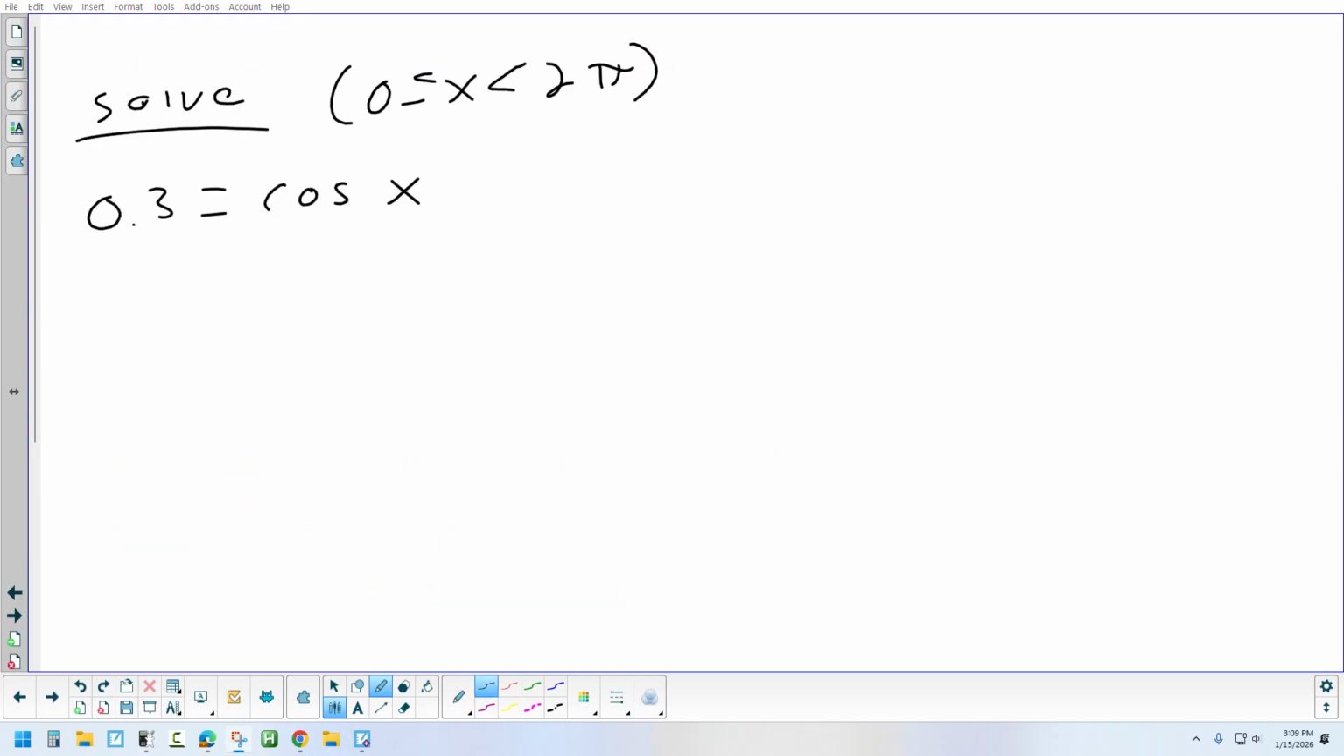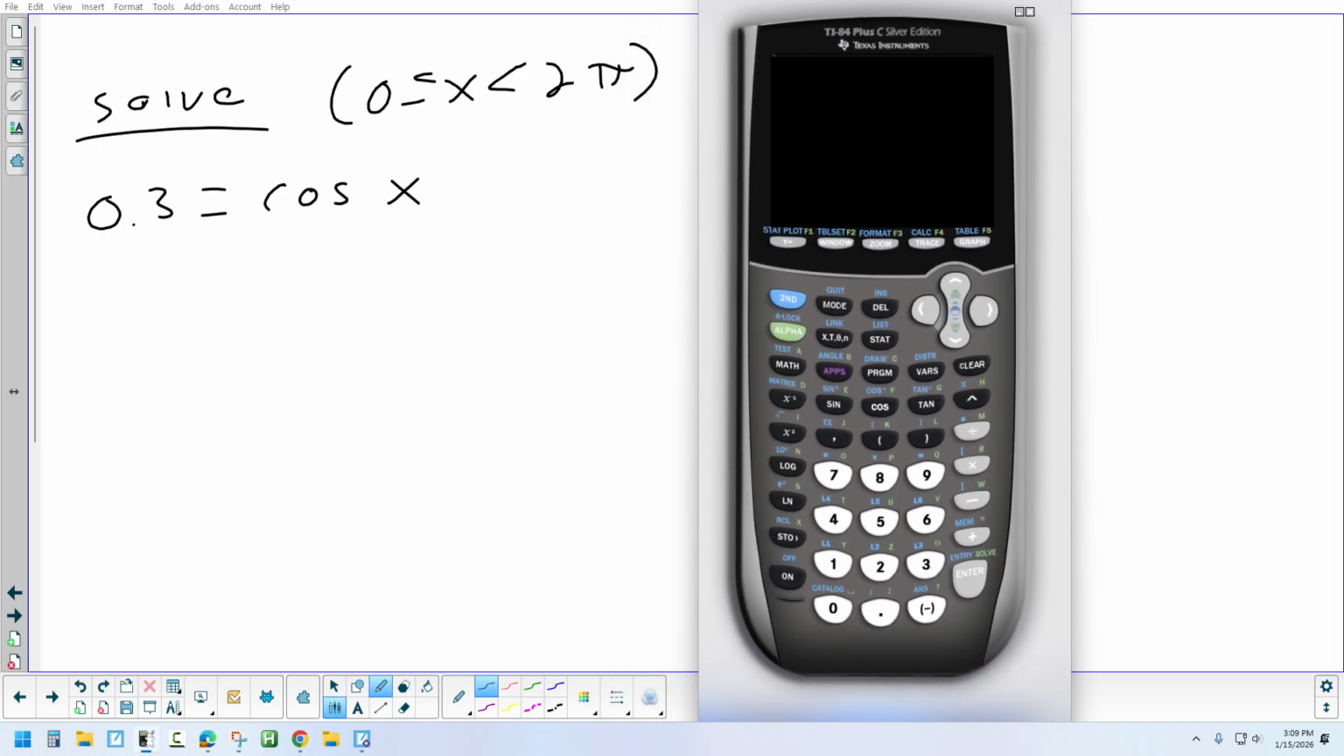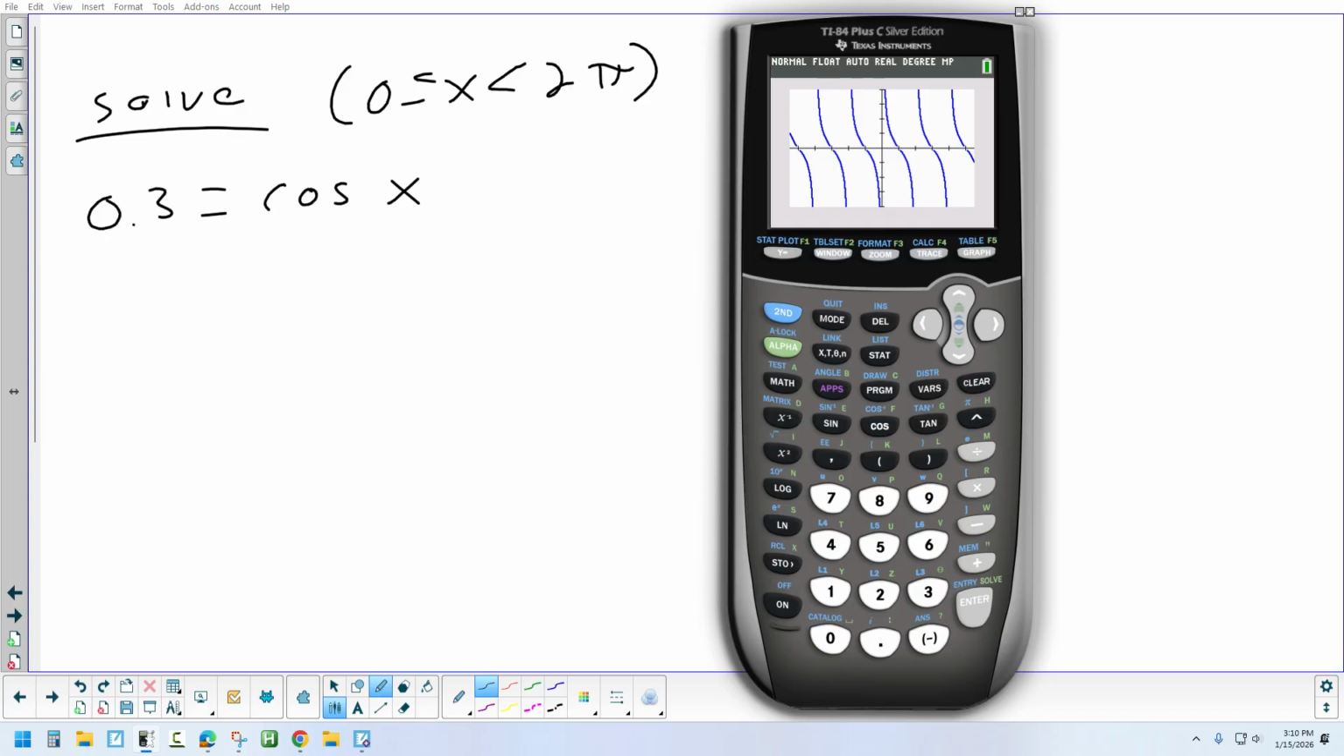All right, so the next question we'll look at is solving a trig equation. For this one, we're going to round to 2 decimal places. And it's 0.3 equals cosine x. And they give us a specific interval to solve it over. All right, so we want to solve this one graphically. How would I solve this on the calculator graphically? What's the first thing I would have to do?